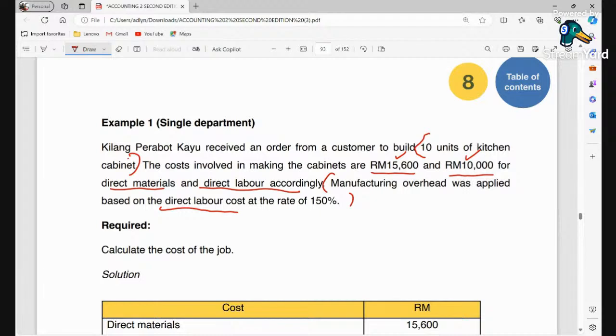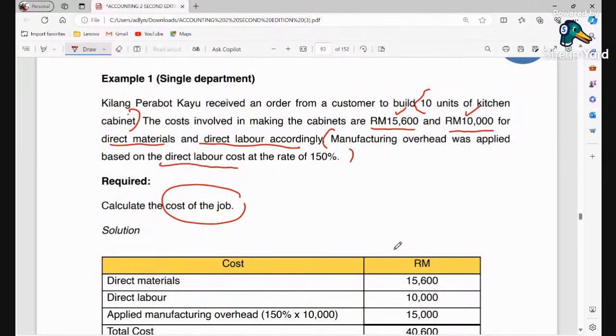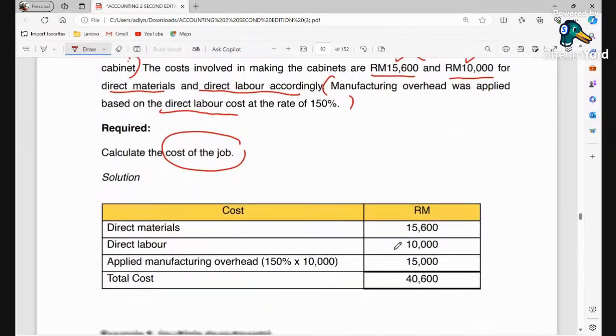So you need to calculate the cost for the job. We have 10 units of kitchen cabinet to build. In the question itself, the direct material is already given, and the direct labor is also given. So kita nak kira nanti ialah manufacturing overhead. We are going to calculate the applied manufacturing overhead given the basis and the POR. So how do we calculate the cost for the job?